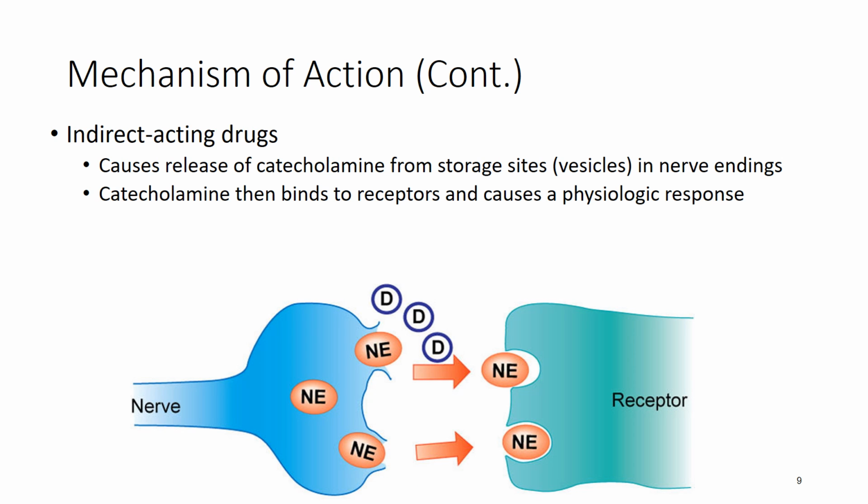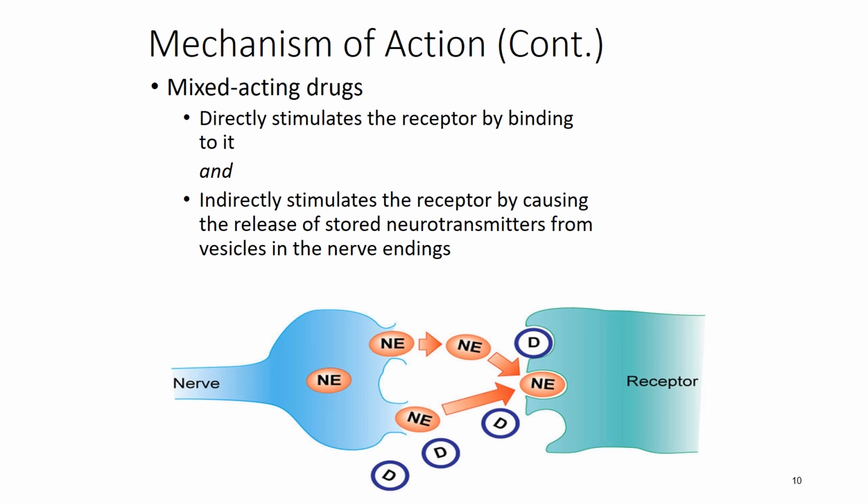The indirect acting drugs act on the terminal nerve endings to cause the release of the catecholamines from the storage sites, which then cross the synapse and bind with the receptor to produce the physiologic response. And then some drugs are mixed acting. They work directly on the receptor site, and they also indirectly stimulate the receptor by causing release of the stored neurotransmitter.